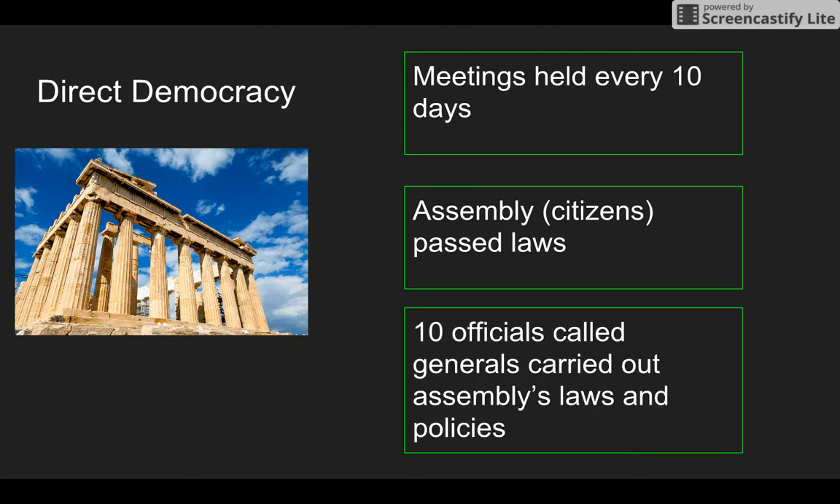All right, so in Athens, we had direct democracy. They would have a meeting about every 10 days. They were called the assembly, and the citizens would pass laws. And there would be about 10 people called generals that would carry out the policies. So similar to chief officers and a police force, they just make sure people are actually following the laws that the citizens vote for.